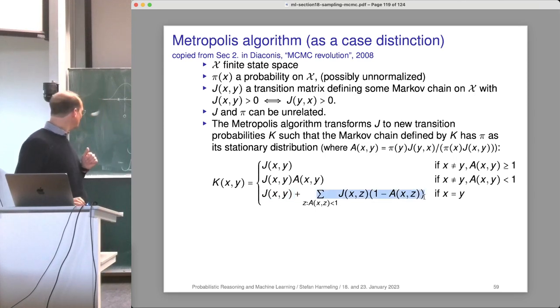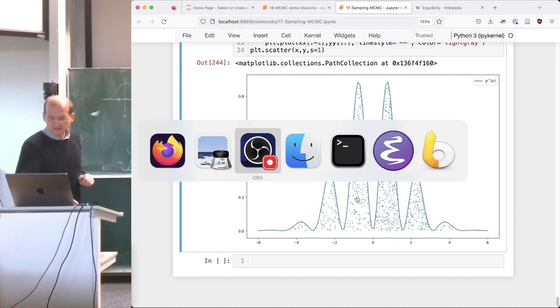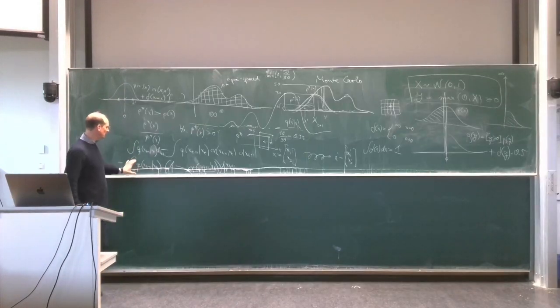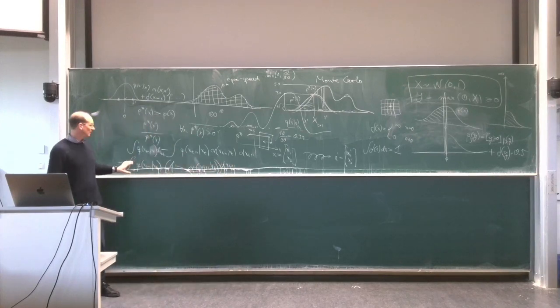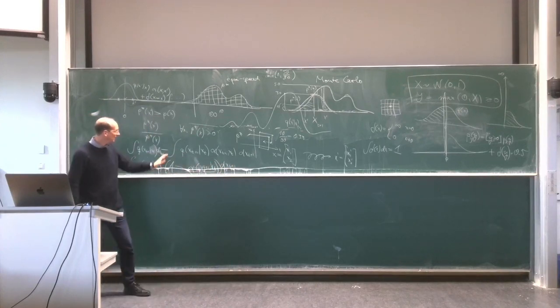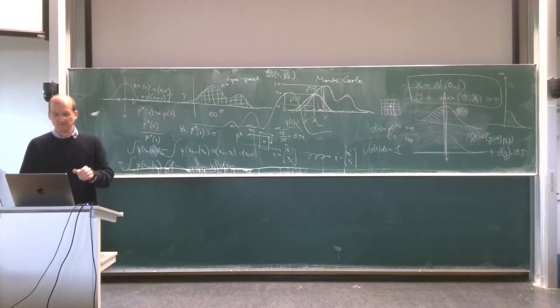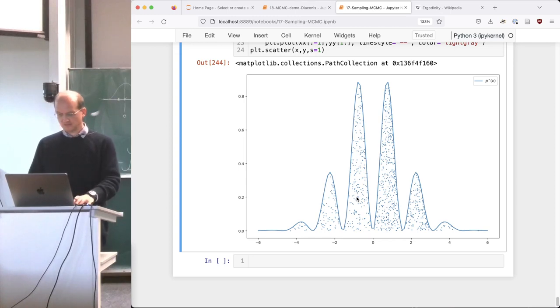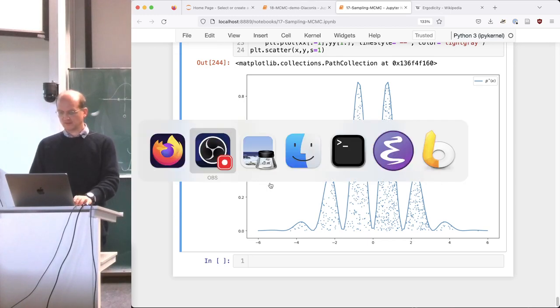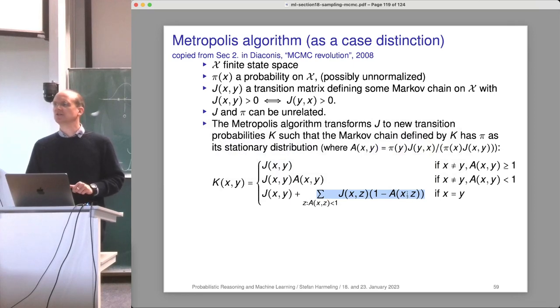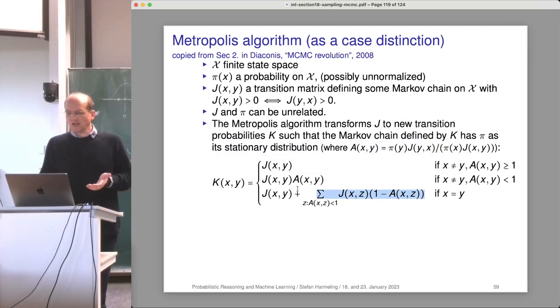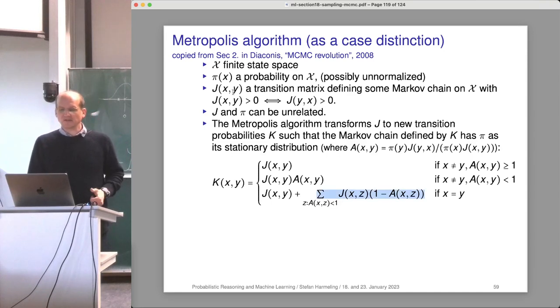And now this normalizing expression over here, the summation over all possibilities, is exactly the same as that expression down here that we had. So that's the transition probability times 1 minus the acceptance, summed over all possibilities. And that is exactly the same as this summation. So what do we have here? We have some operator that takes a pi and a J, and it creates a K.